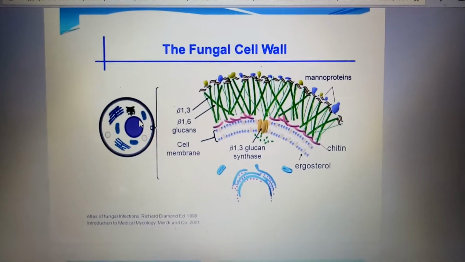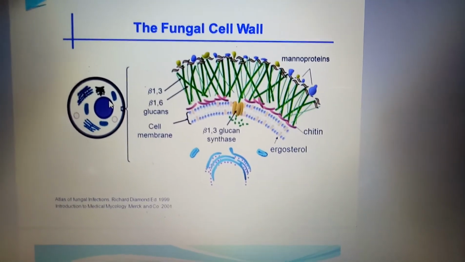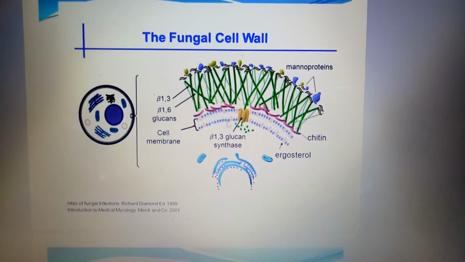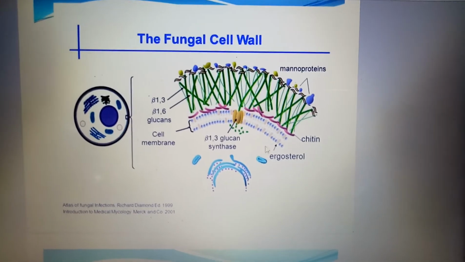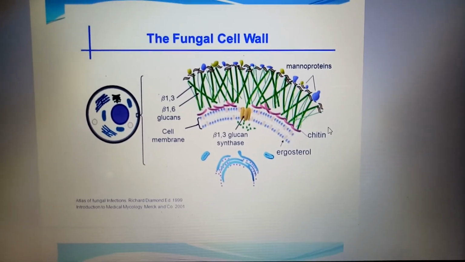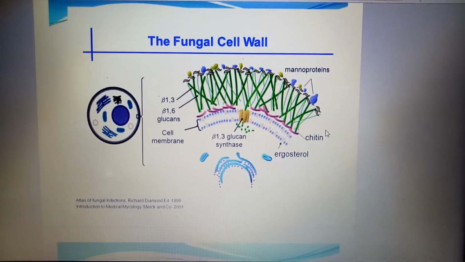And this is the fungal cell wall again, from a different view. As you can see from your right-hand side, this is mannoproteins, followed by chitin, ergosterol, alpha-1,3-glucan synthase, and so on.